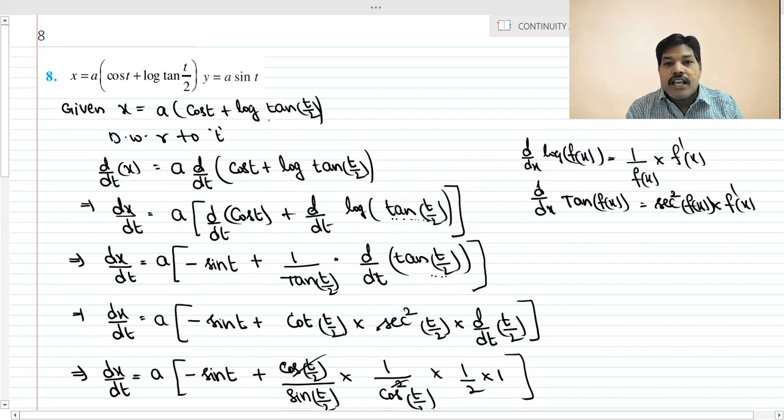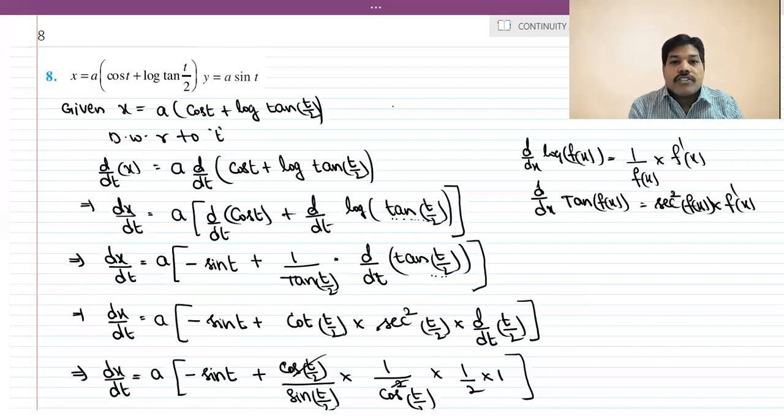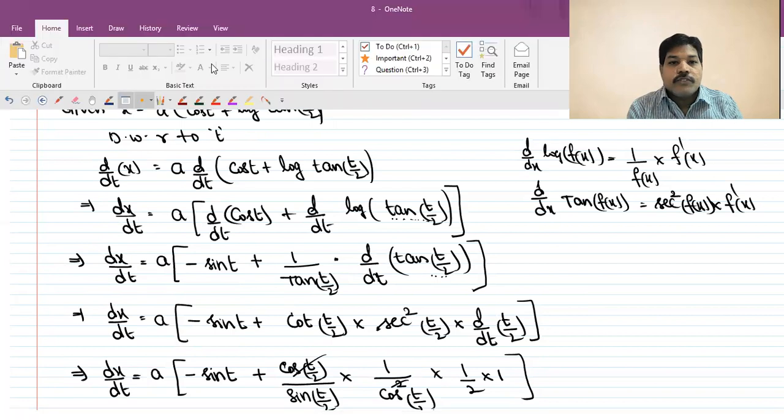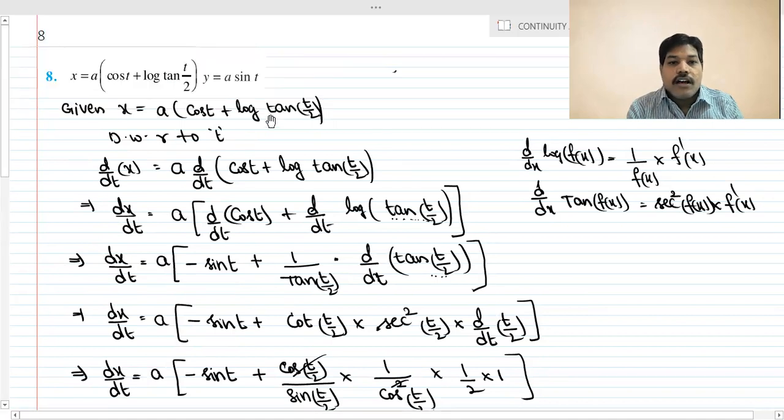This is very important, students. You have to understand that there are three functions here. Log of tan t by 2 means three functions: log is one function, tan is one function, and t by 2 is one function. So first, log f of x. The derivative of log f of x is 1 by f of x into f dash of x.